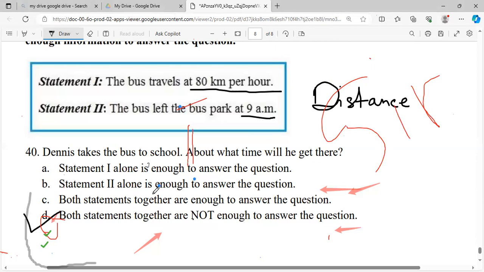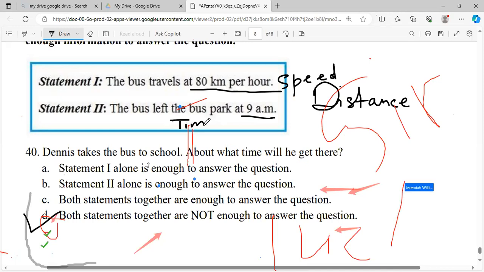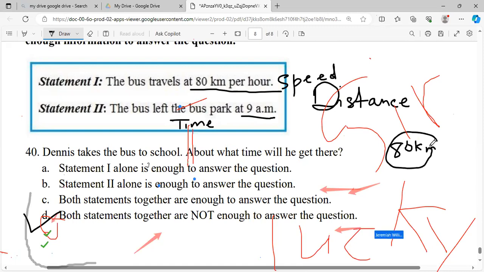I know some persons were saying C, both statements together are enough to answer the question. Actually, C could not be it, guys, because while we get the speed, this is how fast the bus is going, right? And we know the time when it left out. We don't know what time it will take to reach because we need the distance. If the bus is traveling 80 kilometers, that means it will take 1 hour, but we don't know the distance. So in order for us to conclude this, we'd have to have the distance.